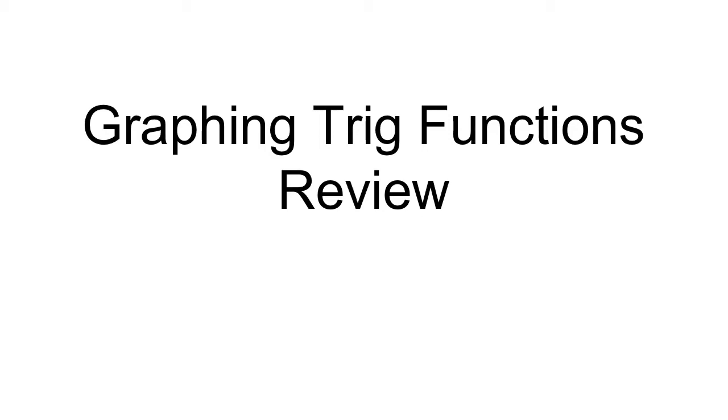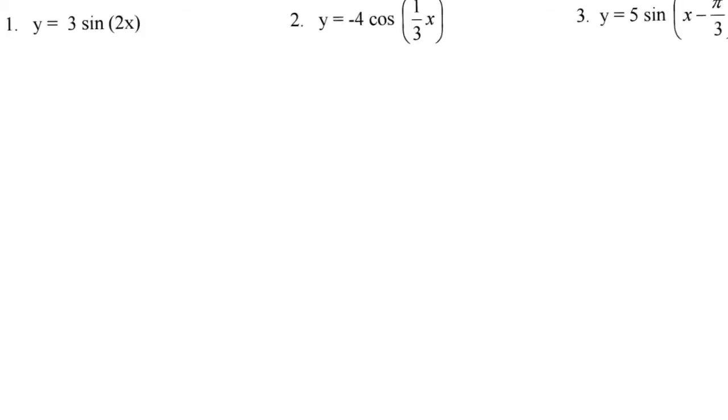Okay, moving on to the first question. For the first problem, we do need to find the period. And remember, the period can be found by saying 2 pi over b. And b for this particular problem will be 2. So the period is going to be pi.